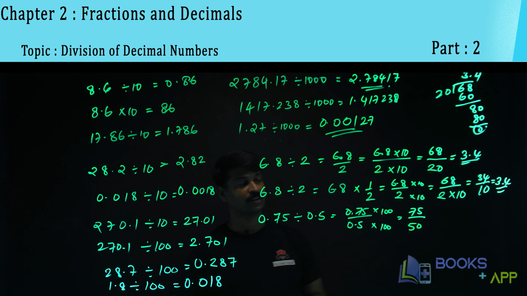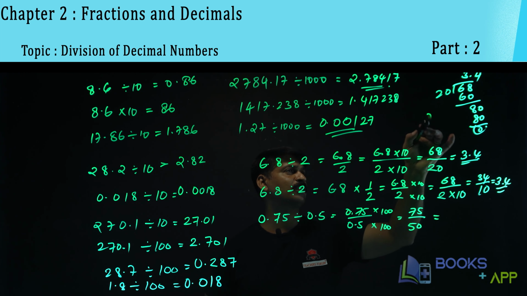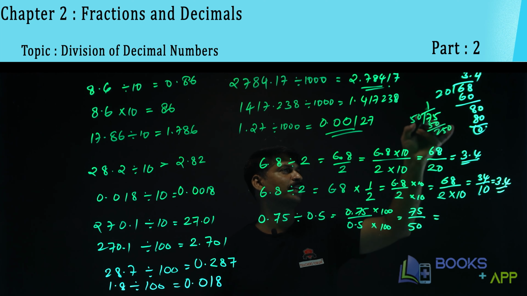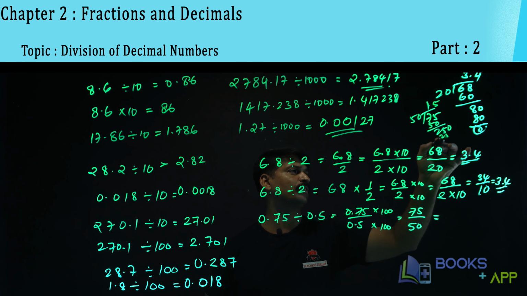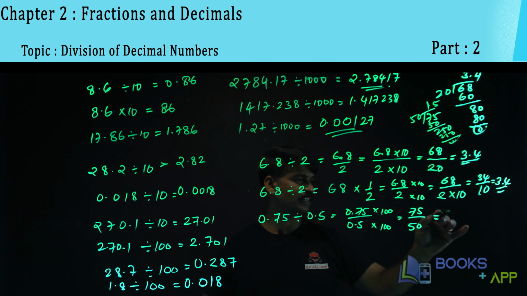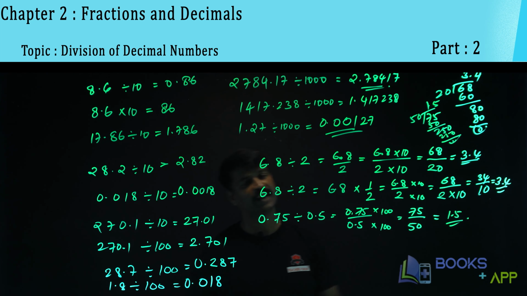So what is the answer? 75 by 50. Now, how can you solve this 75 by 50? Yes, let us divide 75 by 50. What is the answer? 1 times 50. What is remaining? 25. Add a 0, so 250. How many times? Yes, 5 5s are 25, so 250. So the answer is 1.5. This is how you have to divide a decimal number by another decimal number.